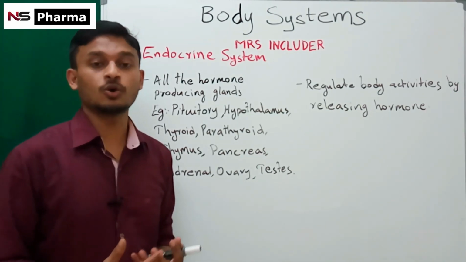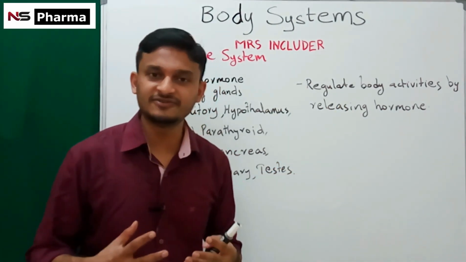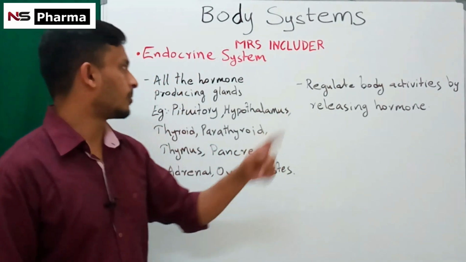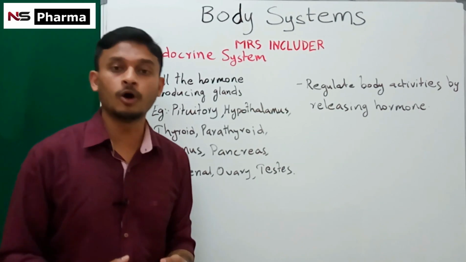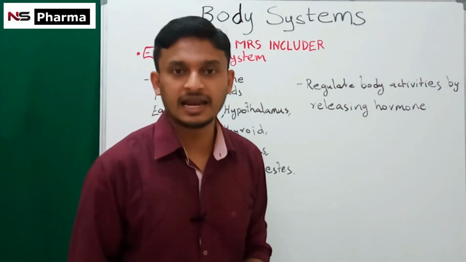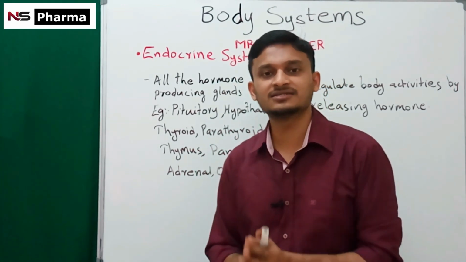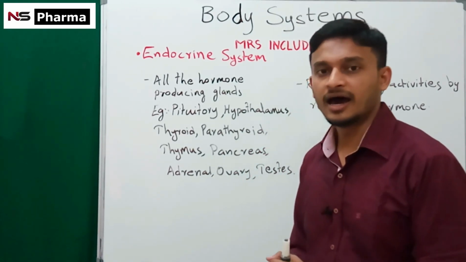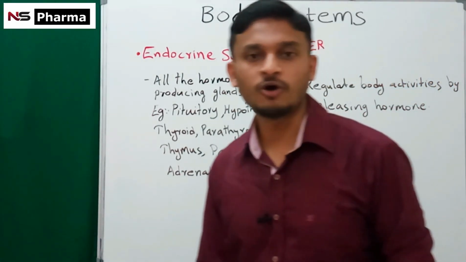Next one is the functions of the endocrine system. It regulates body activities by releasing hormones. So what is the endocrine system? Glands for producing hormones. Examples are pituitary gland, hypothalamus gland, thyroid gland, parathyroid gland, thymus gland, adrenal gland, pancreas, then testes and ovary. These are the different glands present in our body, and the function is that it regulates the body activities by the usage of hormones.